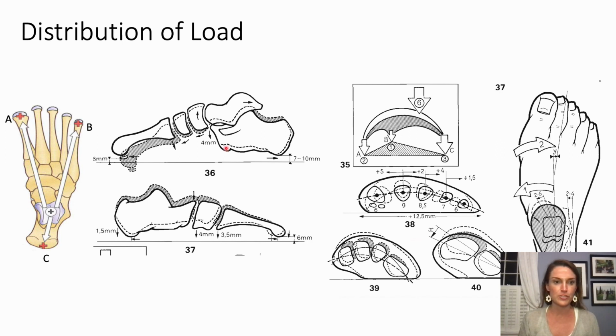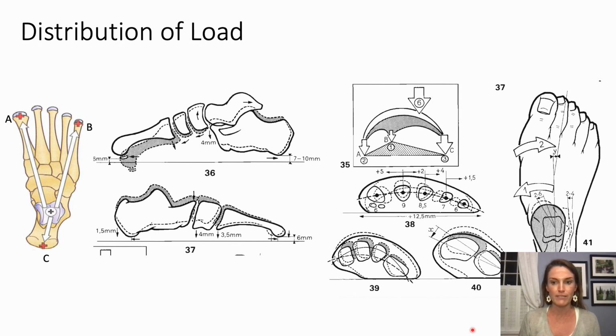The distribution of load. So this is similar to the picture from the talus earlier. It's coming down through the subtalar joint, and then the talus is distributing it. Different sources say different percentages, but about 50% is going posteriorly to the heel. And then the other 50% is going forward at a 2-to-1 ratio. So 2 is going medially and 1 is going laterally.